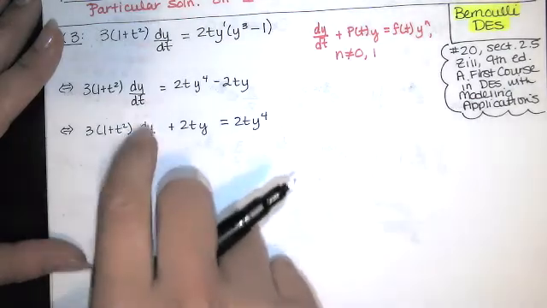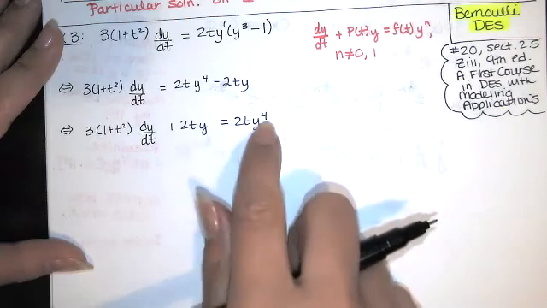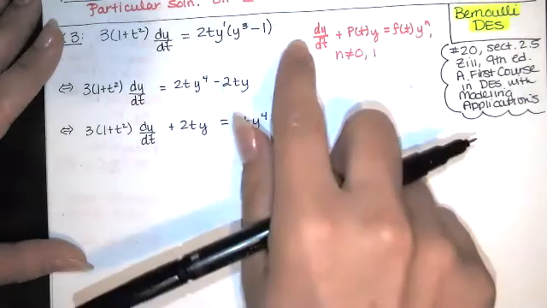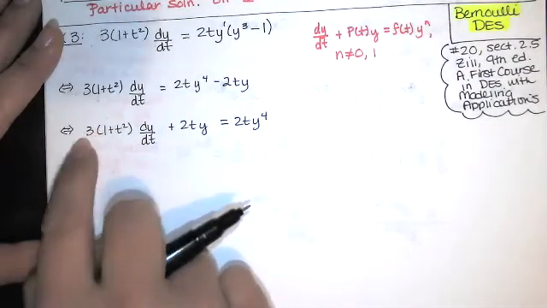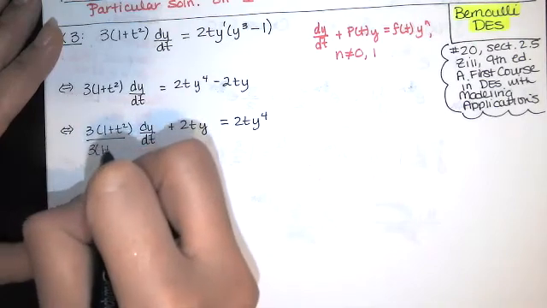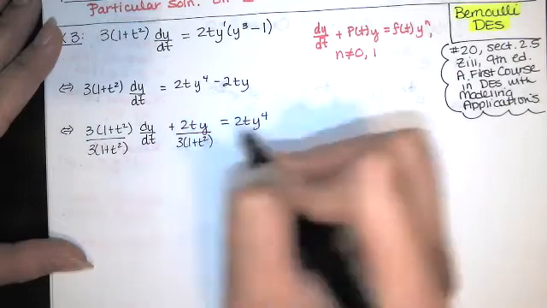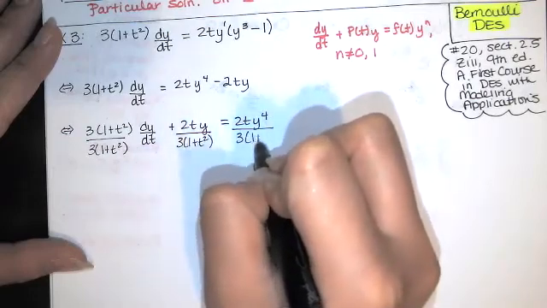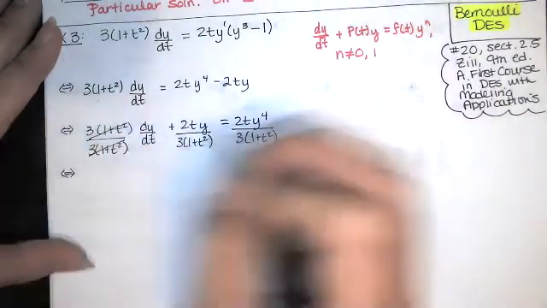I've got a function of t times dy dt plus a function of t times y equals a function of t times y to the fourth. It's almost like that, but there's supposed to be a coefficient of 1 in front of dy dt, not this 3 plus 3 times the quantity 1 plus t squared. So we'll divide everything by 3 times 1 plus t squared here. And now this will be written in this form.